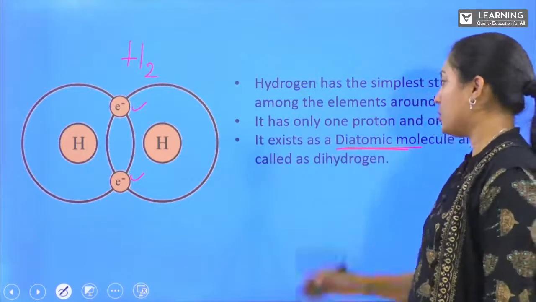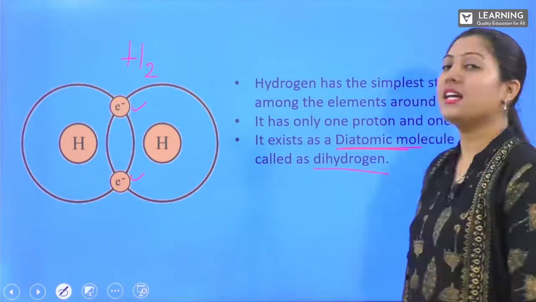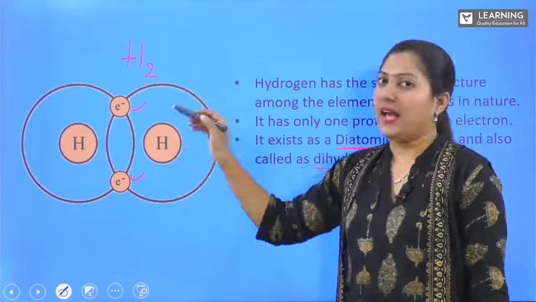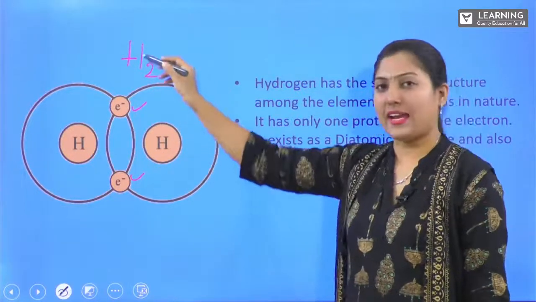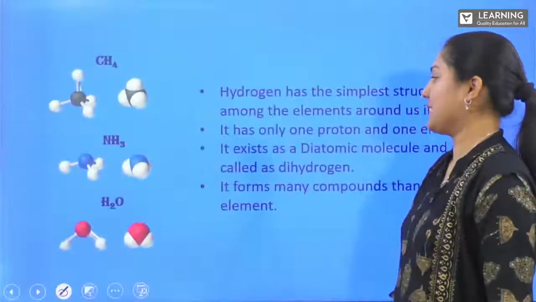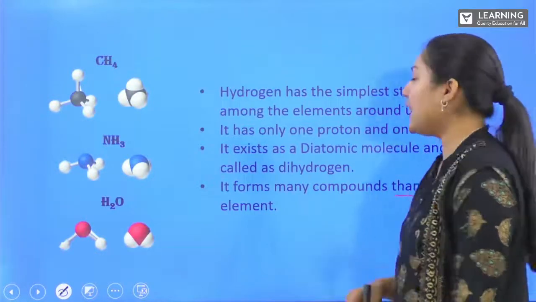So hydrogen exists as a diatomic molecule and we also call it dihydrogen. We can call it hydrogen molecule as well as dihydrogen. Got it? Good.